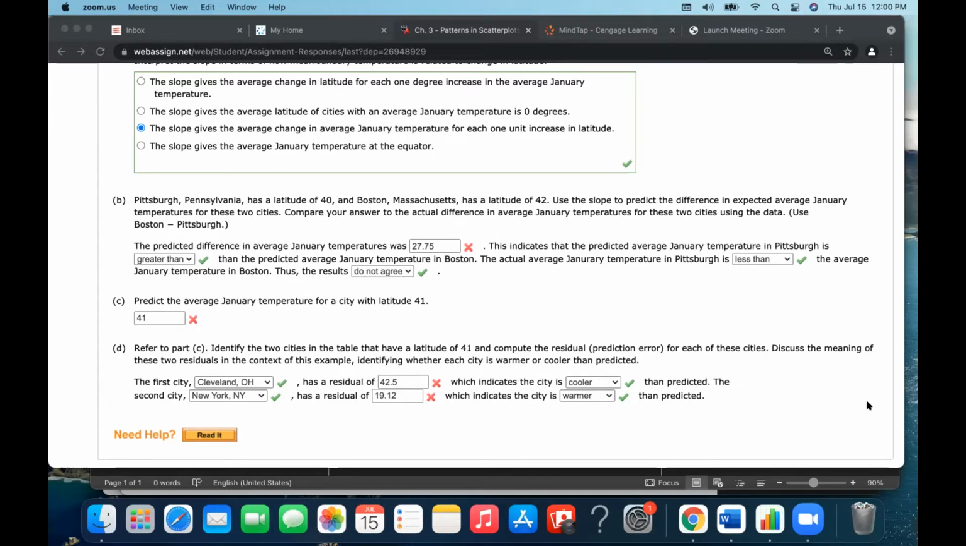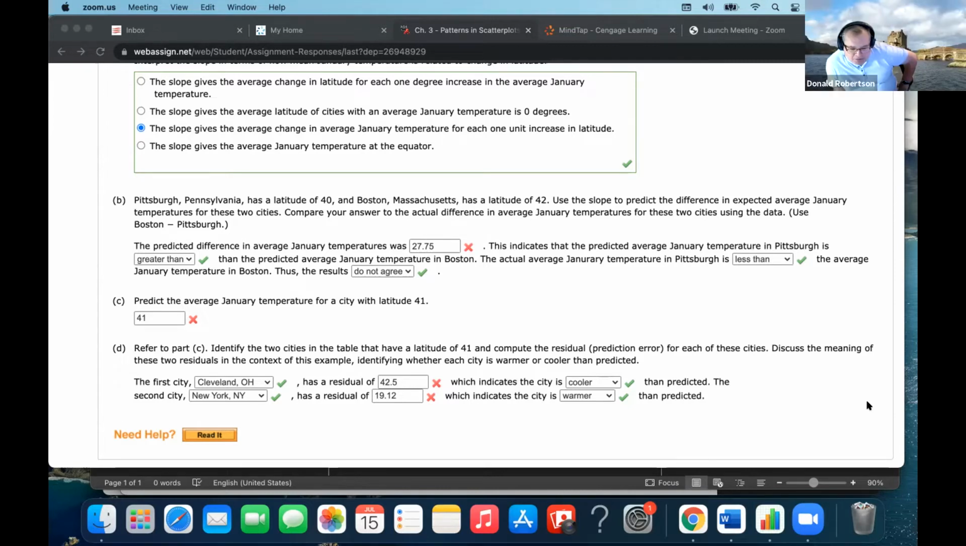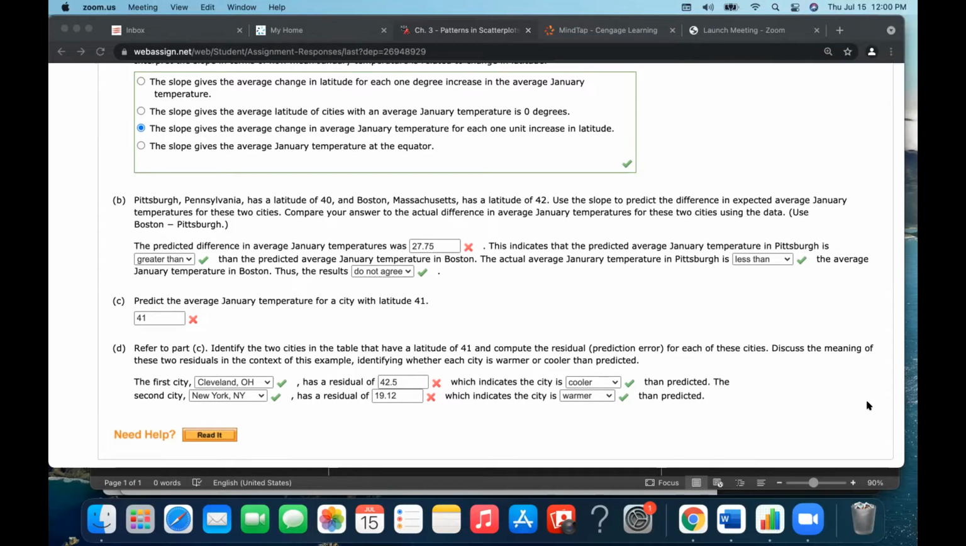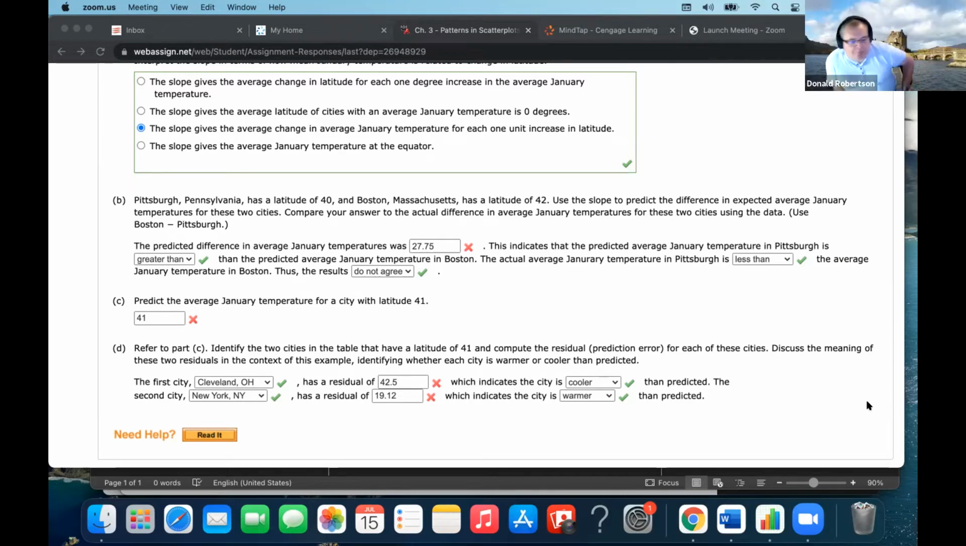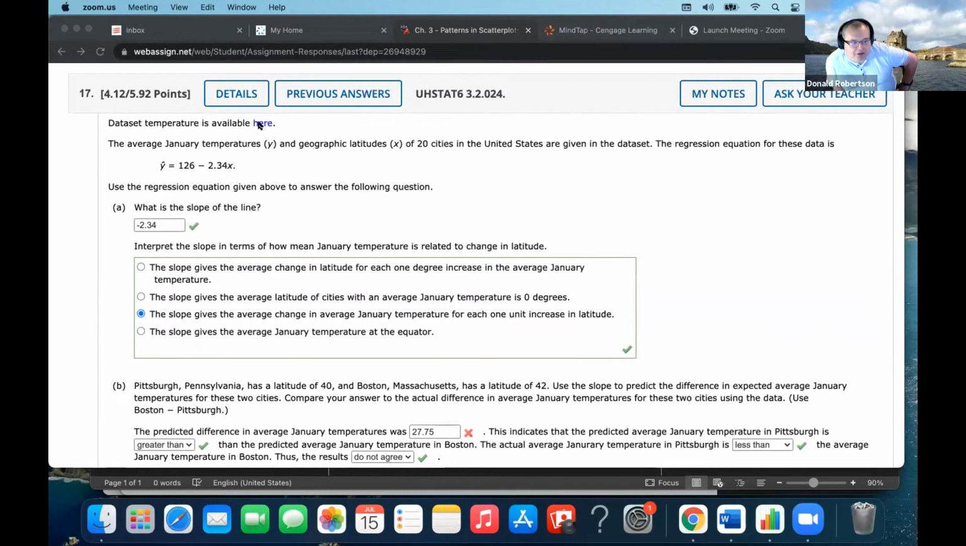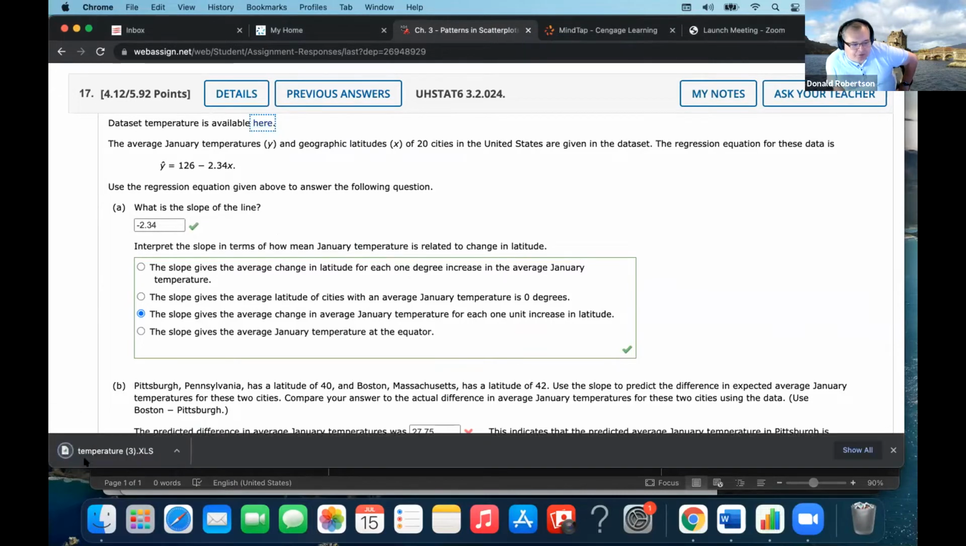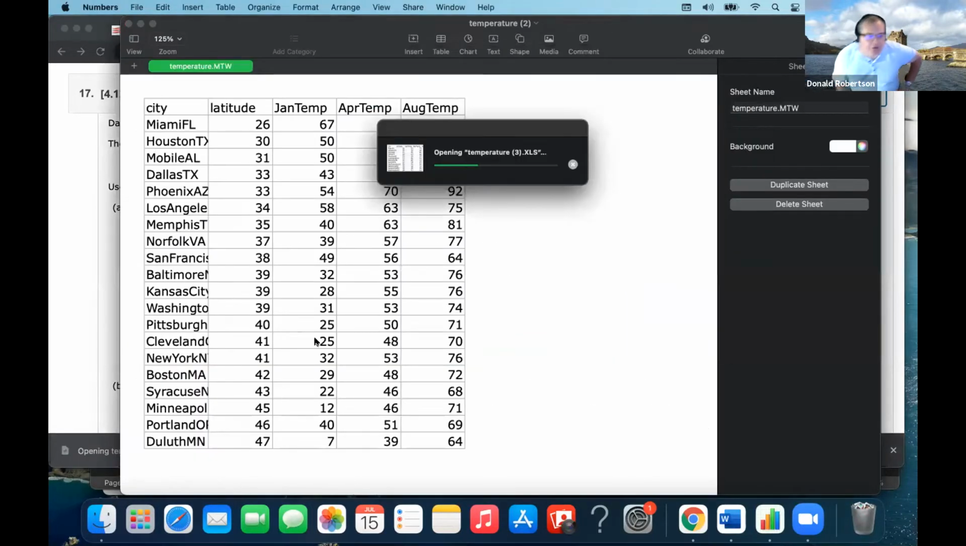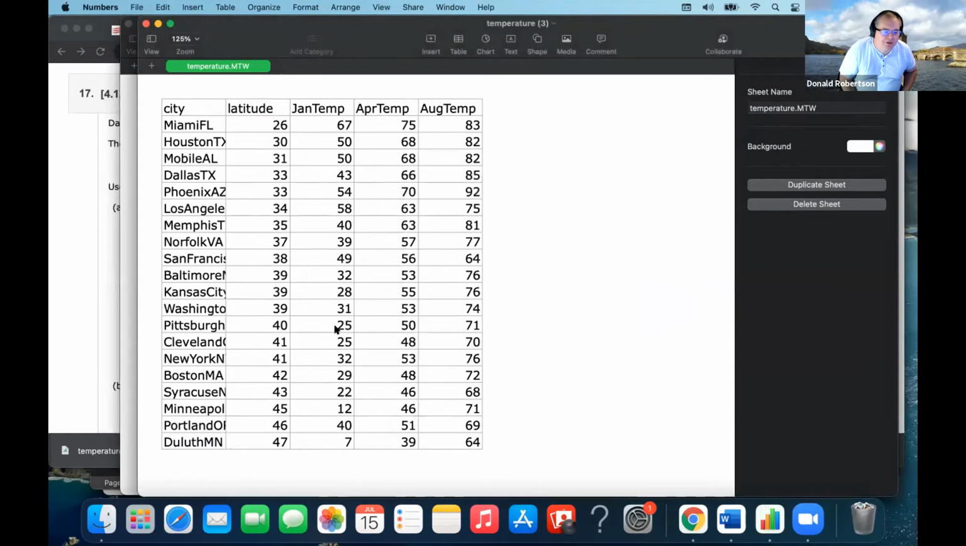Sounds good. And then part D, it's asking for a residual. Okay. So I didn't get there yet. Okay, so if you can scroll up, there's a table there, and I want to find two places with a latitude of 41. So hopefully that table, there we go. Now, which one of these guys is a 41? Cleveland and New York.